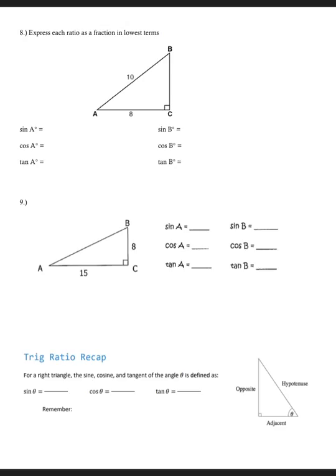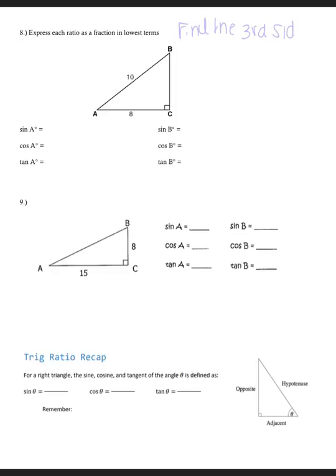Now, over here, it says express each ratio as a fraction in lowest terms. So if you notice in this picture right here, there is no third side. So first you have to find the third side.